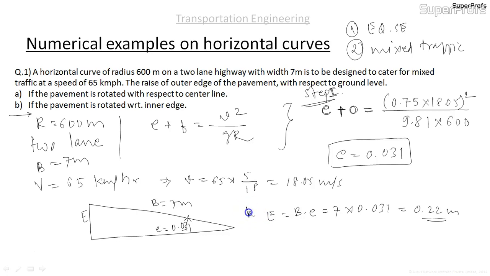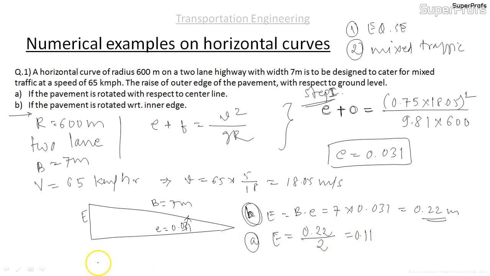So here I have answered the B part of the question: if the pavement is rotated with respect to the inner edge, then 0.22 meters is the raise of the outer edge. And if the pavement is rotated about the center line, then E equals 0.22 by 2, which equals 0.11.